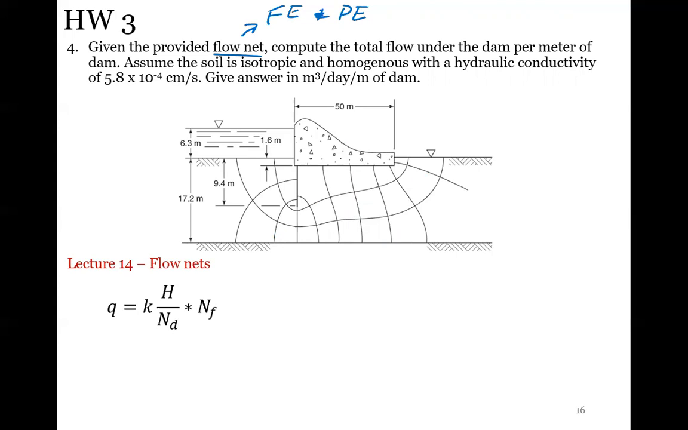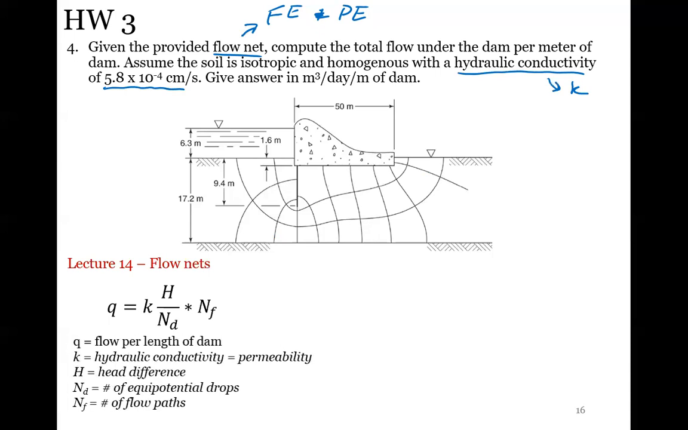So our permeability coefficient is given here, and that's our K. So hydraulic conductivity is K. And all these other things make up that. So you won't need to memorize this equation, but you will need to know how to find NF and ND.